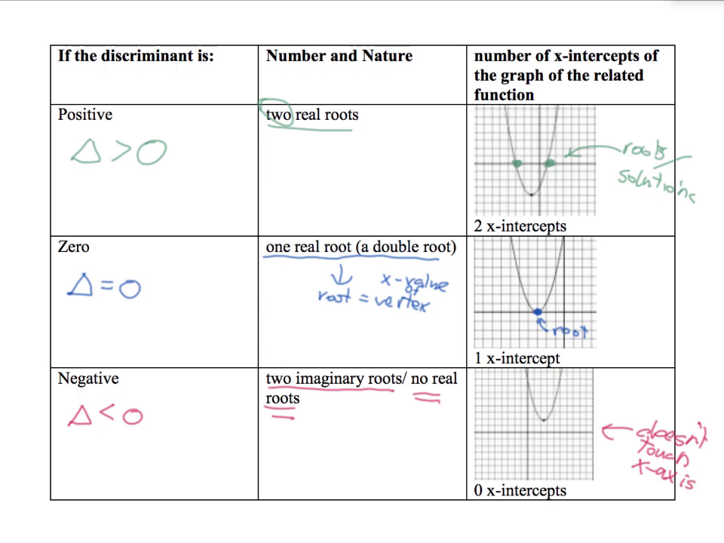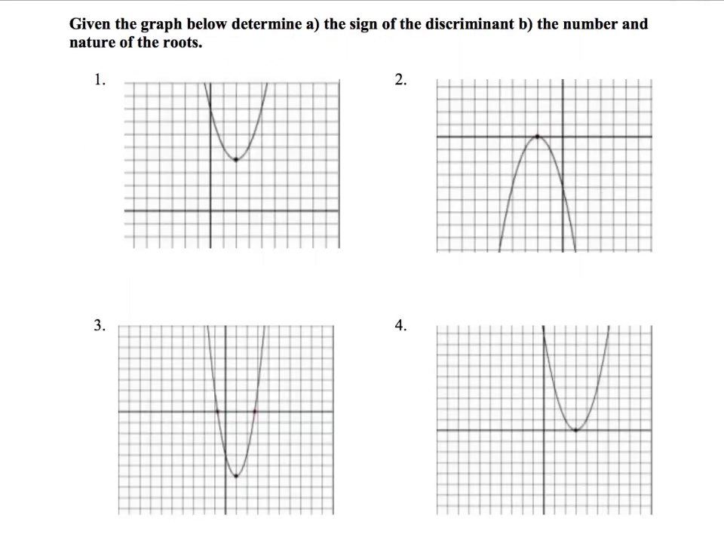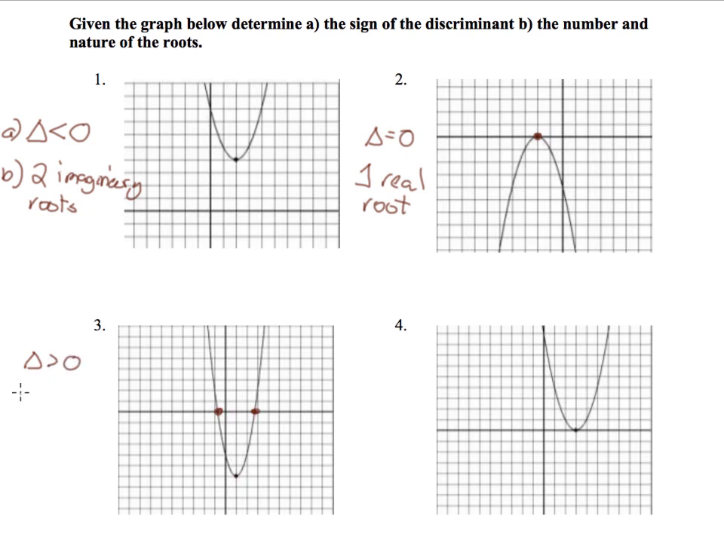Use this graphical knowledge to answer our first four examples. In the graph below, determine A, the sign of the discriminant, and B, the number of roots. Example 1: we don't cross the x-axis at all, so our discriminant must be negative, less than 0, and we have two imaginary roots. Example 2: we have one x-intercept, so our discriminant must be equal to 0, and we have one real solution or root. In number 3, we have two x-intercepts, so the discriminant must be greater than 0, and that means we have two real roots. Here we have one x-intercept, discriminant equals 0, and one real root.